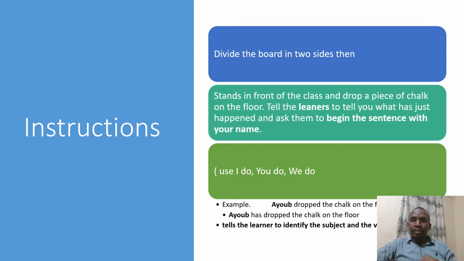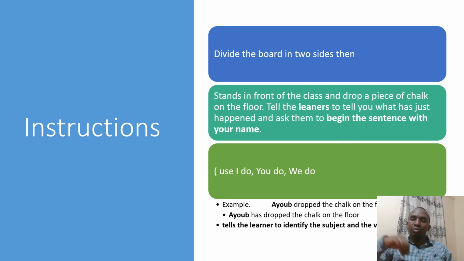Now, stand in front of the class and drop a piece of chalk on the floor. Tell the learners to tell you what has just happened and ask them to begin the sentence with your name. Now that's important. Let's say you have your piece of chalk, any piece of chalk. That's my piece of chalk. So hold your piece of chalk and tell the students to look at you.